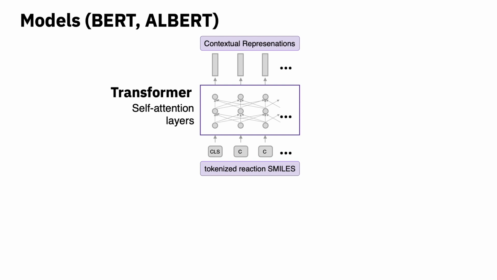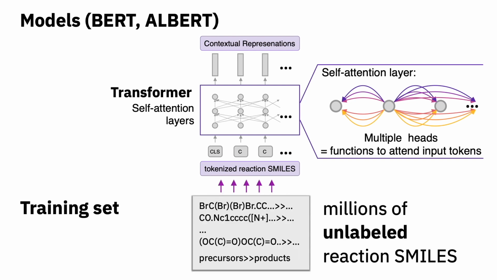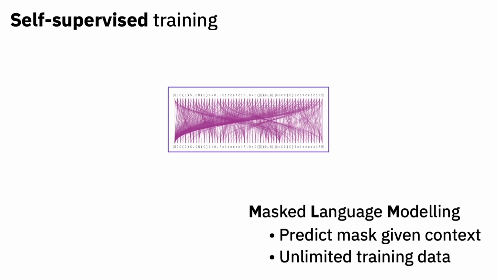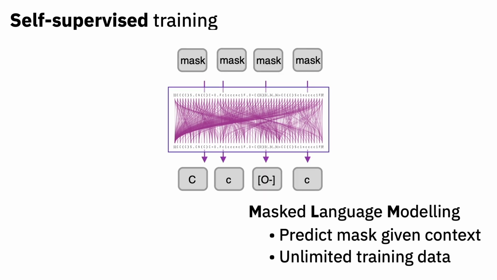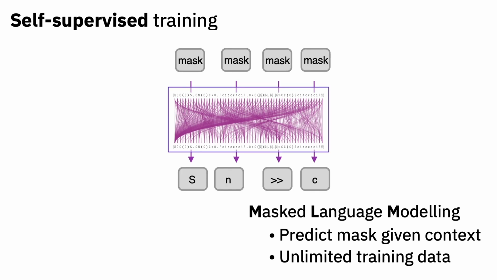Transformers are made of stacks of self-attention layers, and every layer has multiple heads to learn functions to attend their input tokens. We trained transformers on millions of unlabeled reaction SMILES. For the training, we used a masked language modeling task, where input tokens are randomly masked and then predicted by the model given the context.